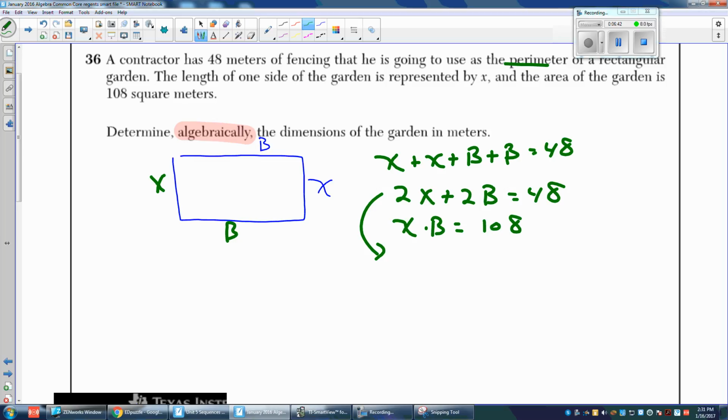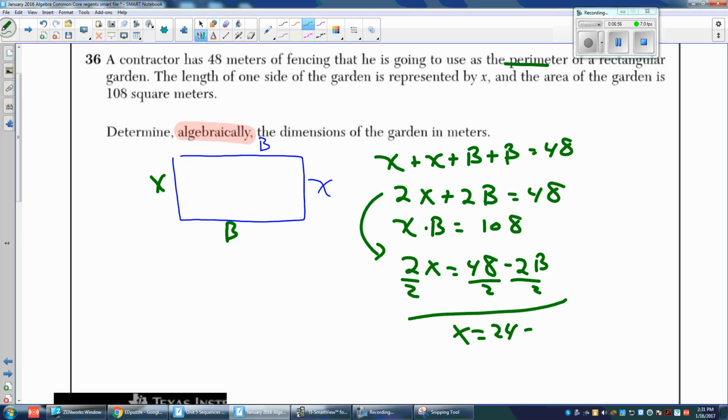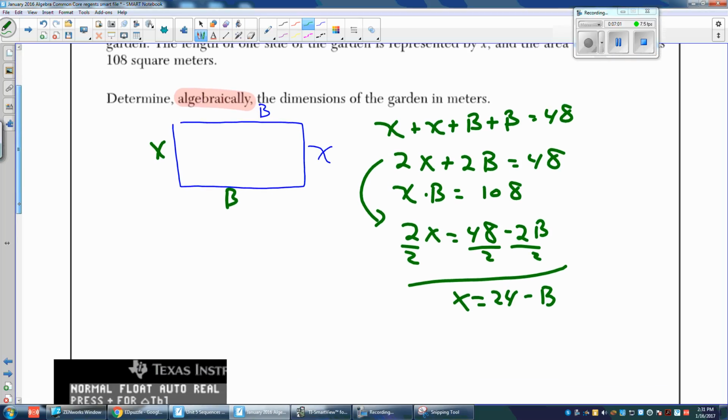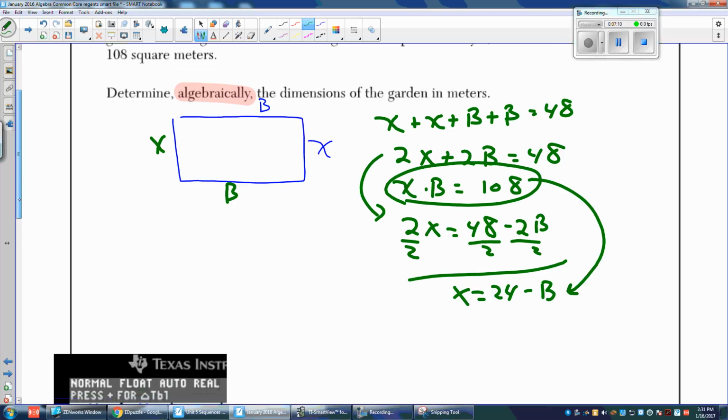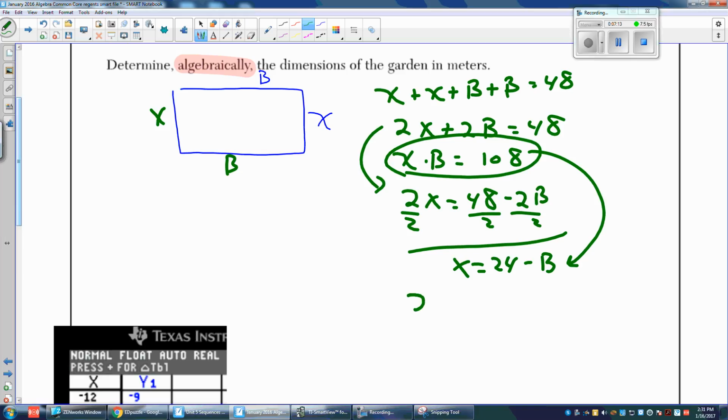So I'm going to subtract 2b from both sides, and I get 2x equals 48 minus 2b. And then I'm going to divide by 2, and when I divide by 2, I have to divide everything by 2, and I get x equals 24 minus b. Now that I have that, I'm going to take this equation, and everywhere I see an x, I'm going to put 24 minus b. So the first thing is an x, so I'm going to put 24 minus b, and then the second thing is a b equals 108.